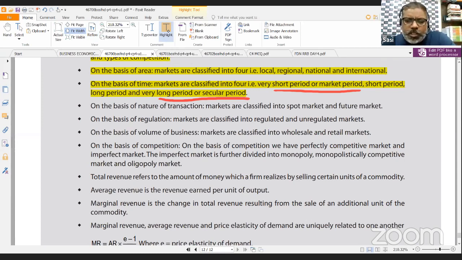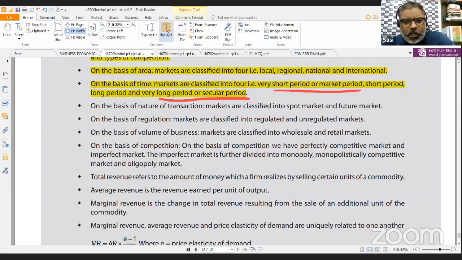Very short period market is that which is generally for perishable commodities, something like milk, eggs, vegetables, daily things which do not have much life. So that is a very short period market. Short period market will be somewhat longer than the very short period. We cannot exactly define how many months is short, how many days is short or very short, not like that. But in general, the classification is like this.